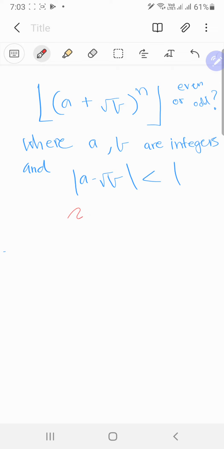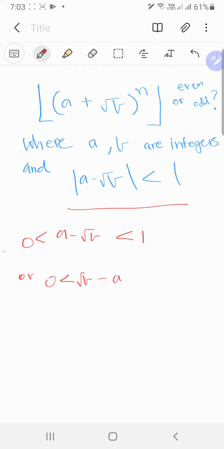First of all, I can say that (a + √b)^n. Okay, first of all, let's make two cases out of this inequality. So here we can assume first of all that maybe a is bigger than √b. So that would make a − √b positive and at the same time less than 1. Or you could have √b − a being positive and less than 1 at the same time. Okay, so let's go with the first case first of all.